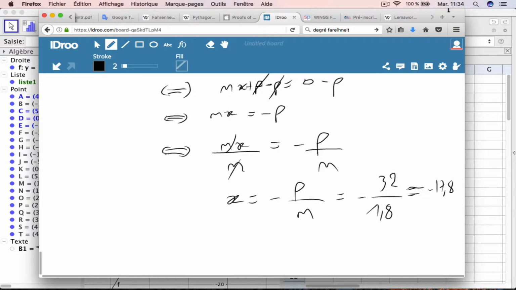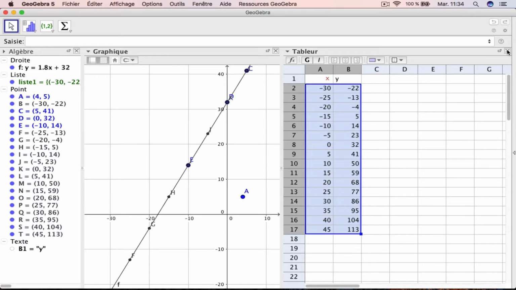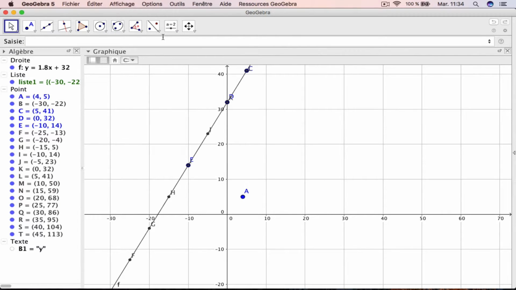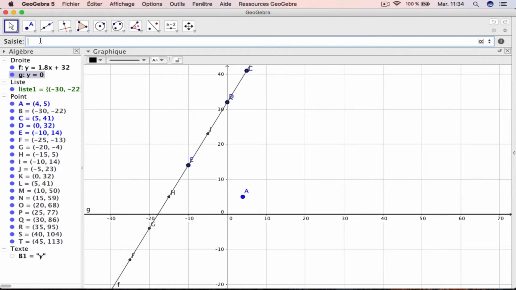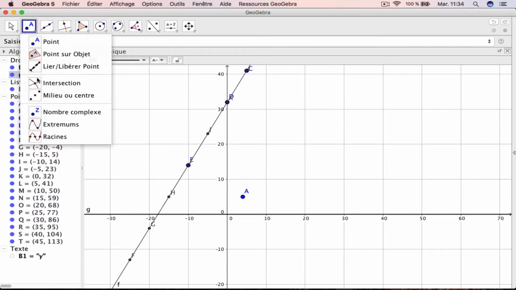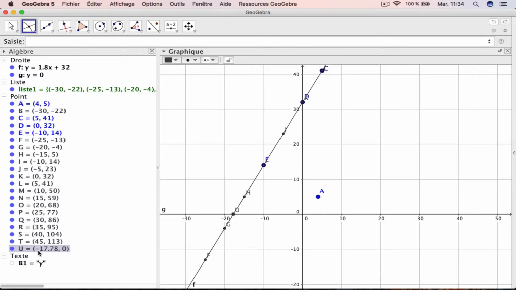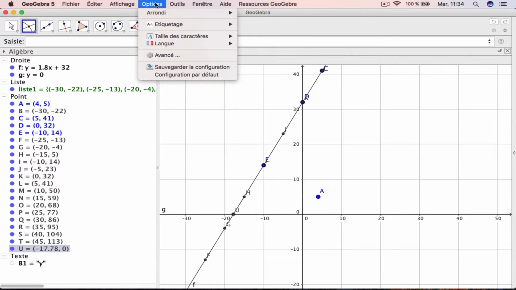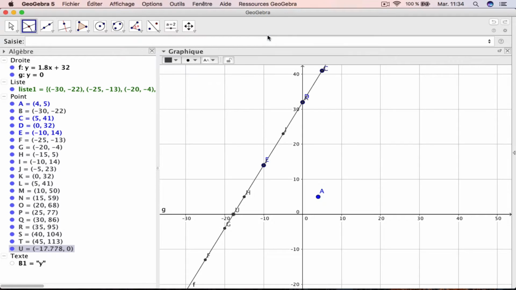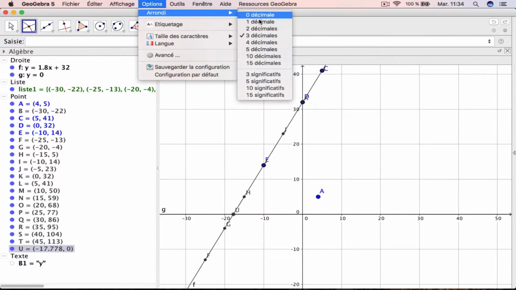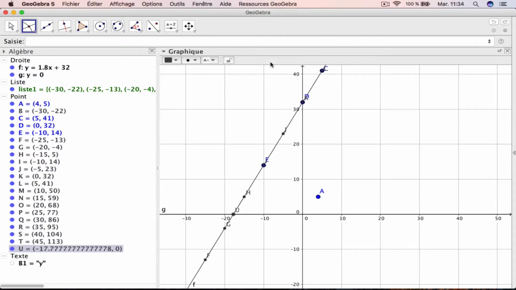Okay, let's check on GeoGebra. We don't need the table anymore. So let's have a look. Here we go. And we've got exactly what we said, minus 17.78. If we choose to add more digits, we can see that's again a 7. And if we do more digits, we can do 5 digits. We got 7, 7, 7, 7, 7, 7, 8. Okay, so we can have this property.